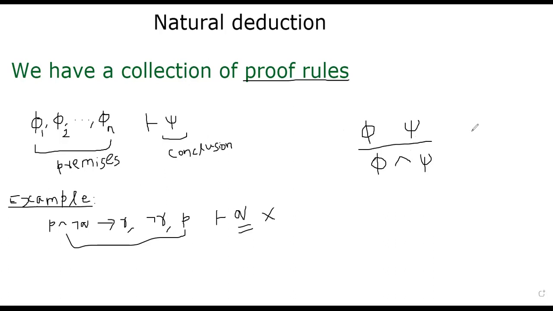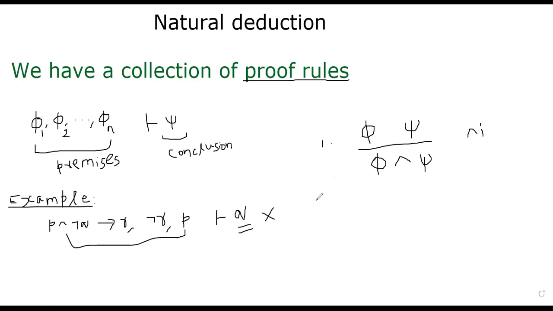This is called, on the side, you would say, and introduction. You're introducing an and. You have established proof for phi and psi separately. You can use and introduction to come up with a new statement, phi and psi. That's the first rule of conjunction.